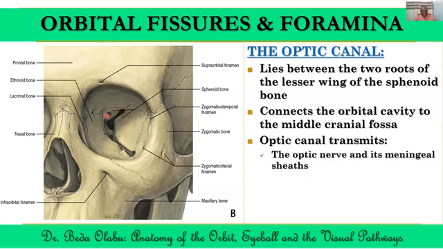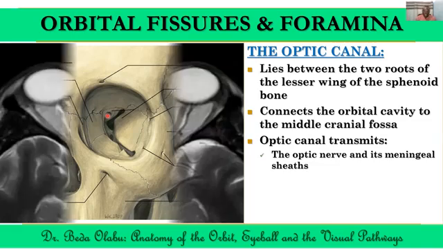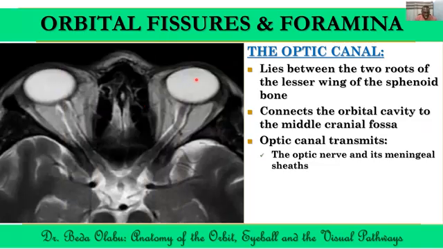We have the optic nerve and its meningeal sheath. So usually the optic nerve is covered by the meninges, including dura mater itself, and so it also has subarachnoid space within it. So the meningeal sheath of the optic nerve, together with the optic nerve, passes through here. This image captures that very well.